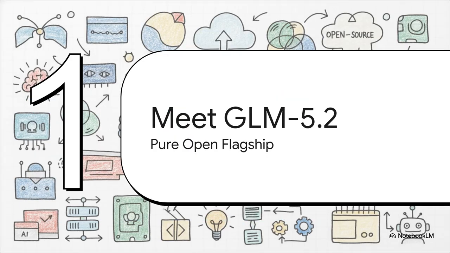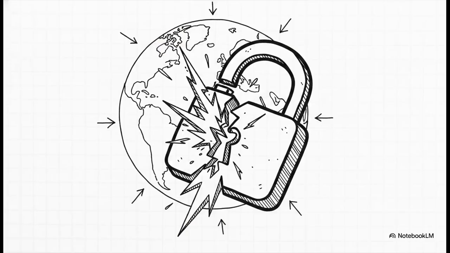Section 1. Meet GLM 5.2, the pure open flagship. GLM 5.2 is officially billed as Z.ai's latest flagship model, and it's specifically designed from the ground up for long-horizon tasks. But honestly, the most disruptive part of its identity is the license. It operates under a pure MIT open-source license. This means absolutely no regional limits, no restrictive corporate firewalls, just technical access without borders.